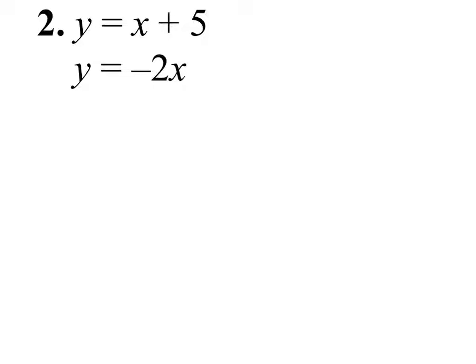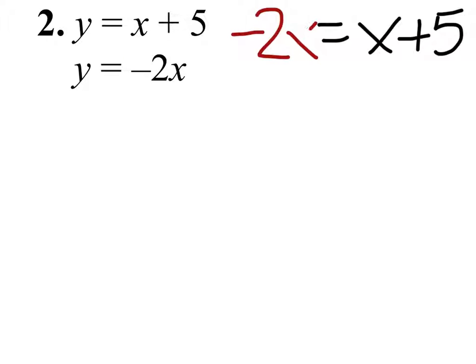Which strategy would be best to use on this one? Substitution. I'd use the same thing. Substitution, replacement, whatever you want to call it. So I'm going to take this bottom one and replace it into the top one. So you've got the x plus 5. It stays the same. But I am going to replace this y with the negative 2x. So I've got negative 2x.